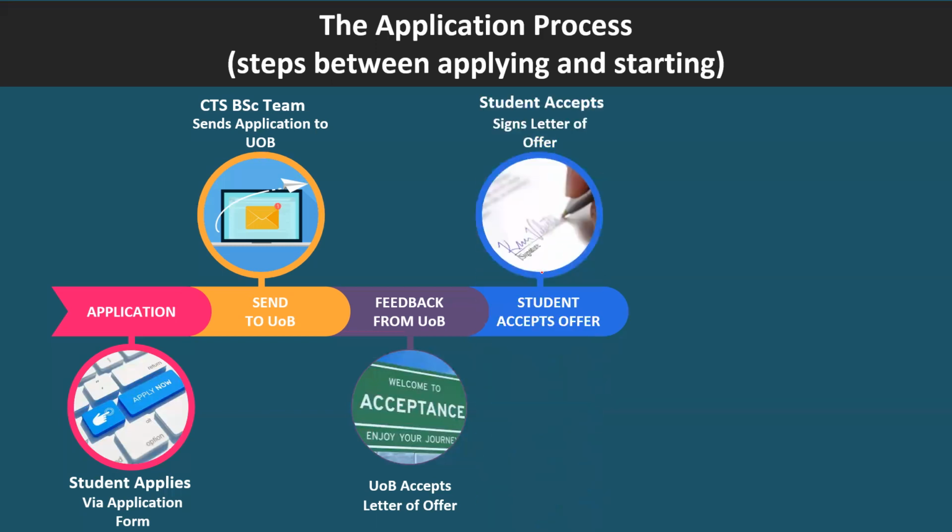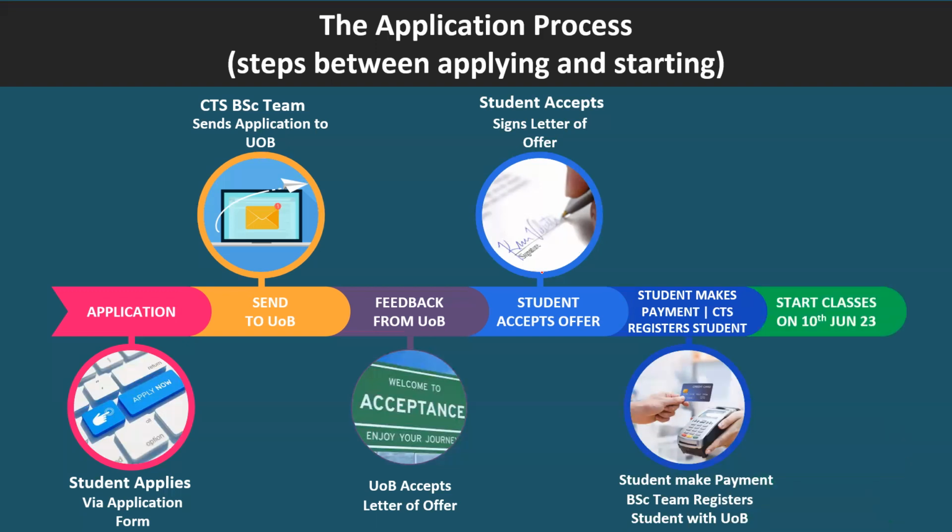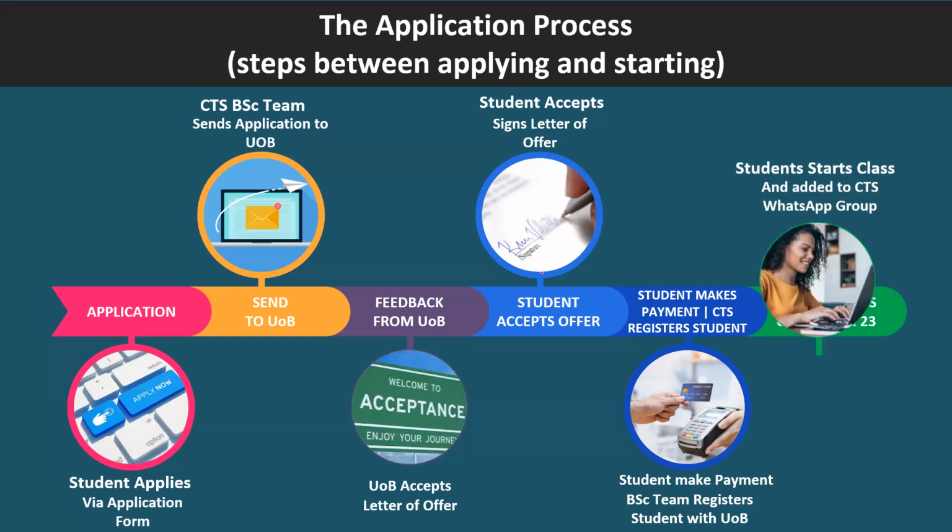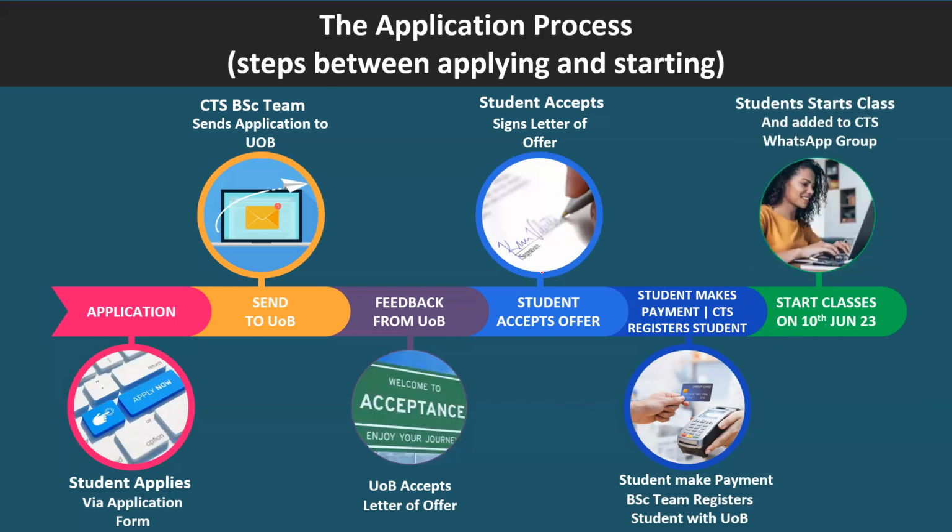And once you indicate on your acceptance letter that you would like to start, we would kickstart the payment process and the registration process. We would finalize everything with the University of Bedfordshire. You're registered with CTS College, and now you are registered with the University of Bedfordshire after making your payments. And then you are all ready for the start of classes on June the 10th, 2023, for the June semester. That would conclude the application process.